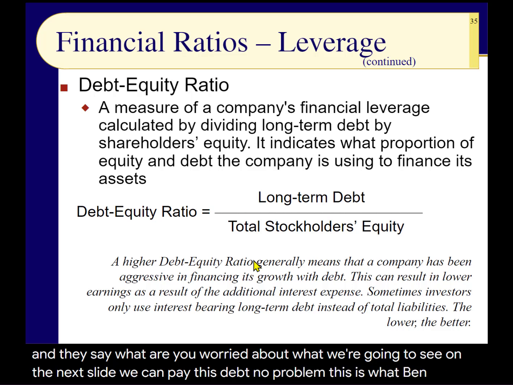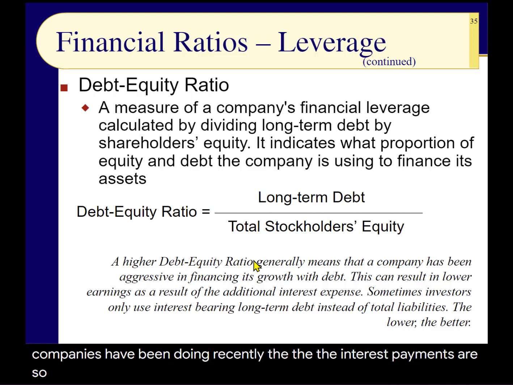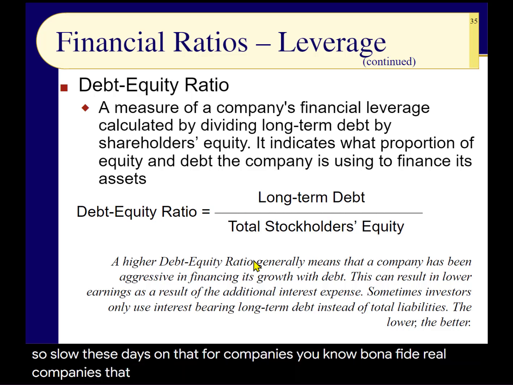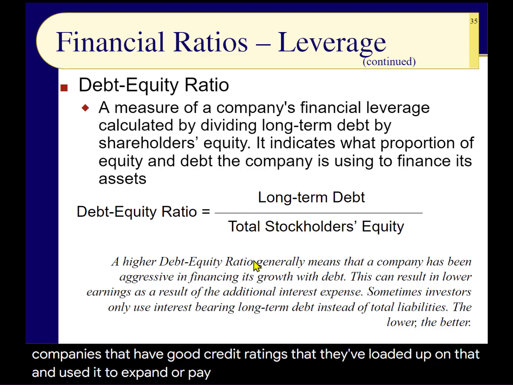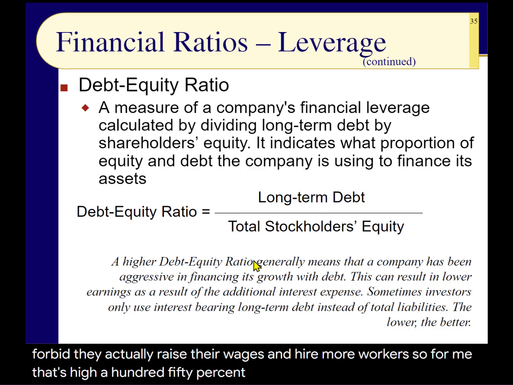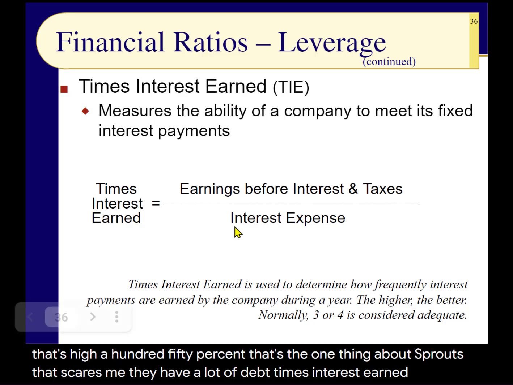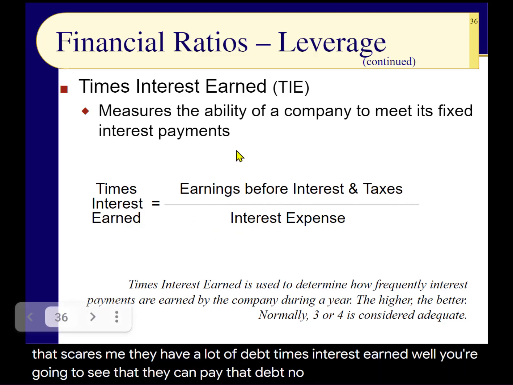This is what companies have been doing recently. The interest payments are so low these days on debt for companies, bona fide real companies that have good credit ratings, that they've loaded up on debt and used it to expand or pay dividends to shareholders. Heaven forbid they actually raise their wages and hire more workers. So for me, that's high, 150%. That's the one thing about Sprouts that scares me. They have a lot of debt. Times interest earned. Well, you're going to see that they can pay that debt, no problem, dear students.